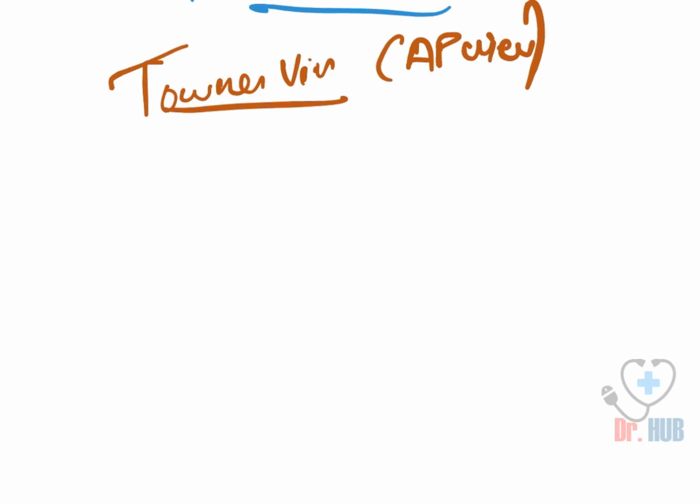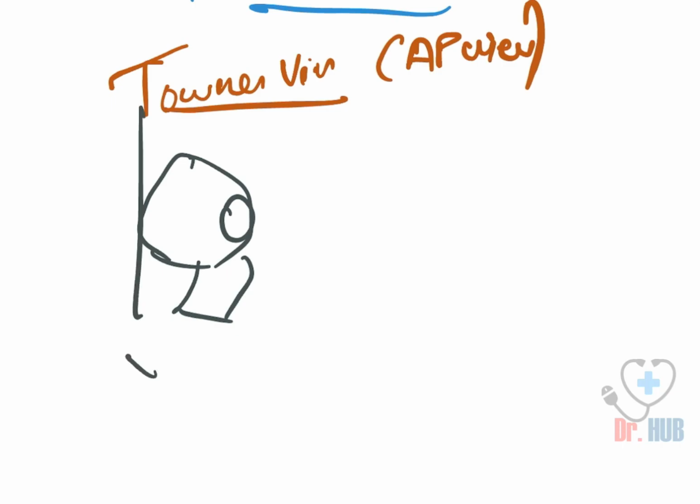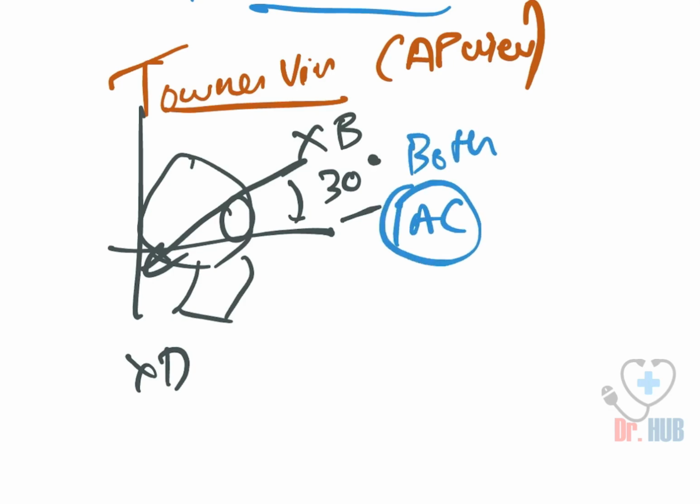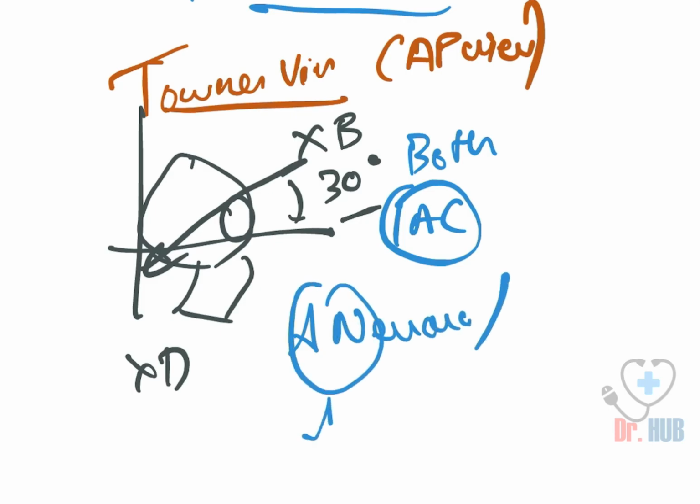And here if you check the diagram, this is the X-ray detector, and this is the X-ray beam. So the angle formed here is around 30 degrees. So this is the Townes view. It is used to see both the internal auditory canals, and it is also used in the case of acoustic neuroma, as well as apical petrositis. So they are all seen in this.